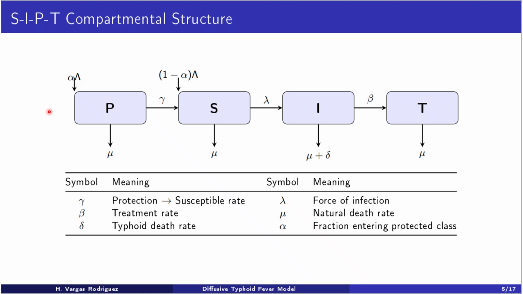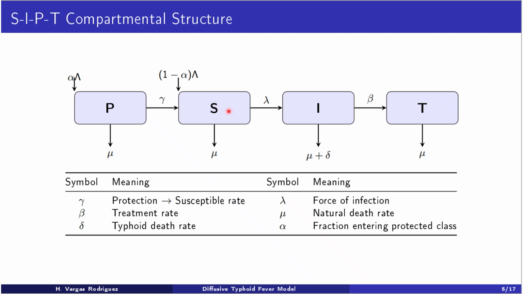Here you can see the compartmental structure of our model. The population is divided into 4 classes. Individuals enter the system either into the protected class P at the rate alpha times lambda. Think of this as vaccinated newborns or individuals receiving some form of prophylaxis, or into the susceptible class S at this rate.